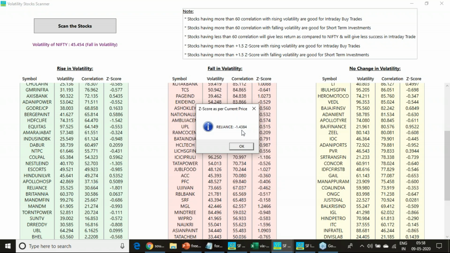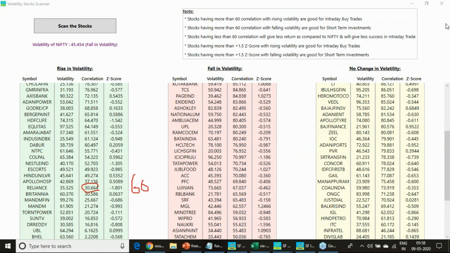it goes to 10. However, currently the correlation of Reliance and Nifty is very poor. The reason is Reliance is now news driven, and when news driven, the correlation is poor. So with correlation above 60%, you can take a chance.